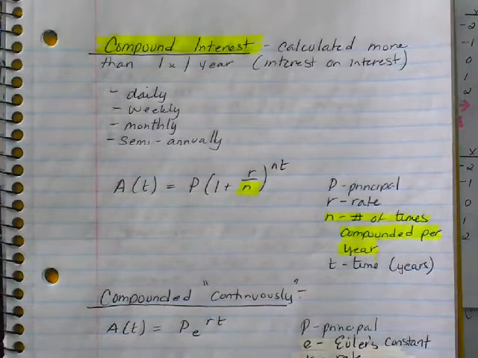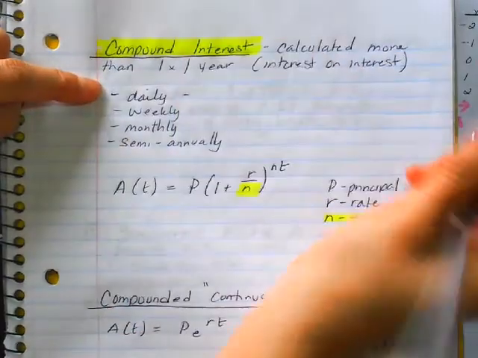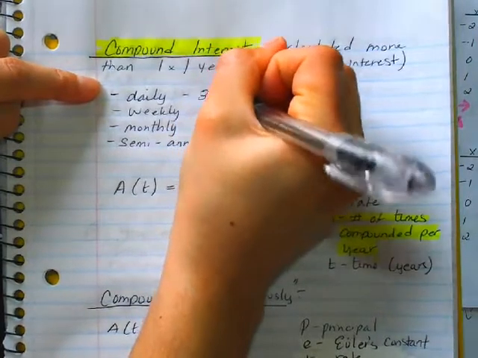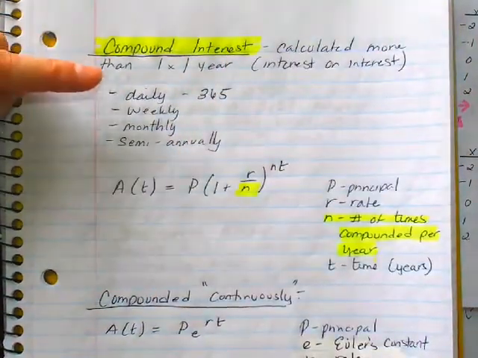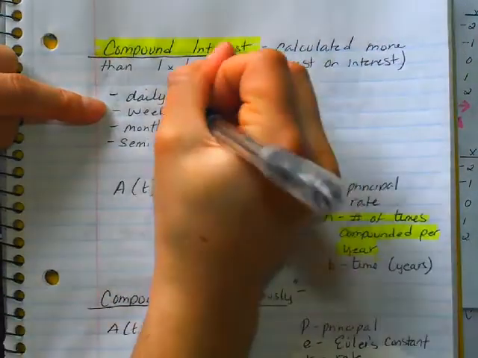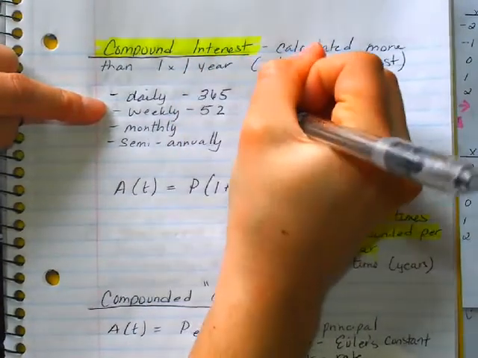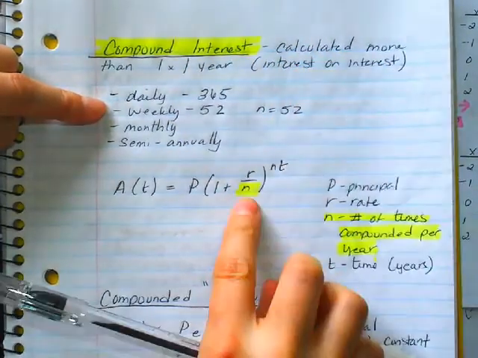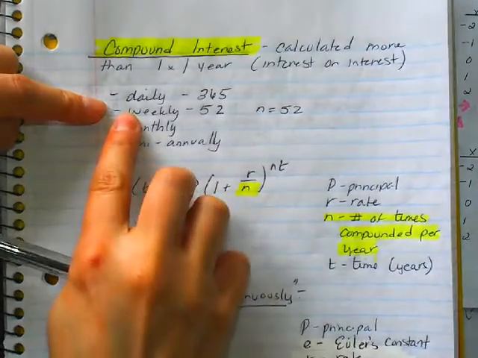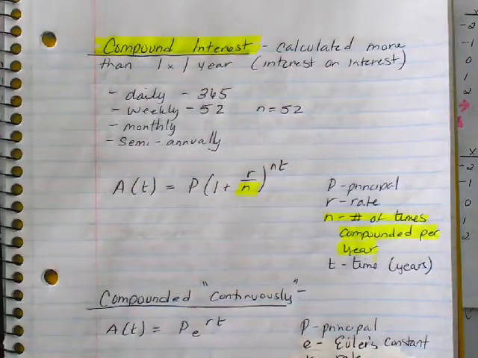For example, if it tells you that they're compounding daily, then the number of times they're compounding in a year is 365. N is 365. If it's weekly, there's 52 weeks in a year, so that means n is 52. They're compounding 52 times in a year because they're compounding weekly. Monthly is 12.